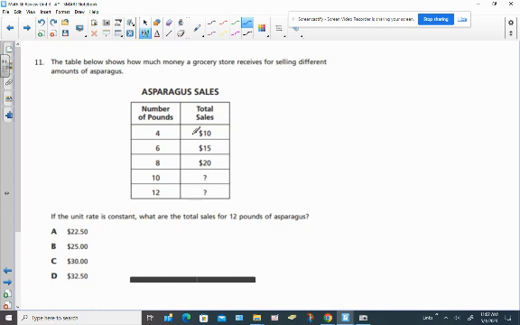The table below shows how much money a grocery store receives for selling different amounts of asparagus. And here's your table. If the unit rate is constant, what are the total sales for 12 pounds of asparagus?